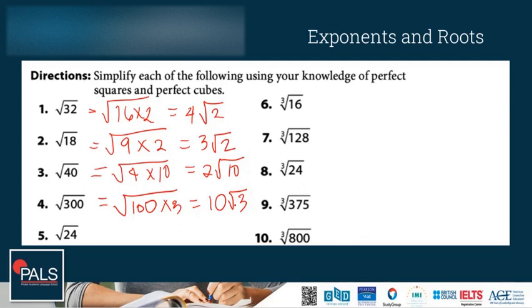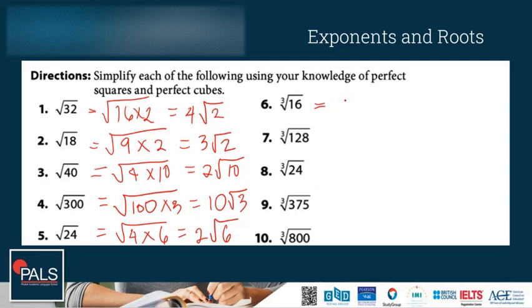Number 5, square root of 24. Square root of 24 could be square root of 4 times 6. The square root of 4 is 2, square root of 6. Number 6, it's a cube root. So same with what we did with the first 5 numbers with square roots, we will do the same on this problem.